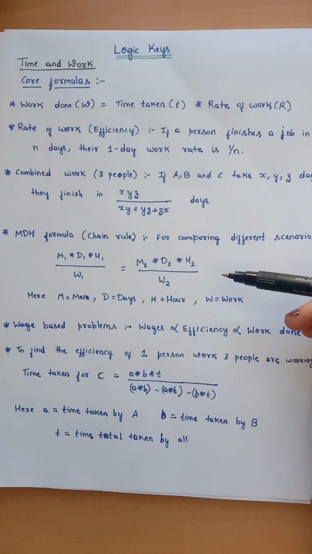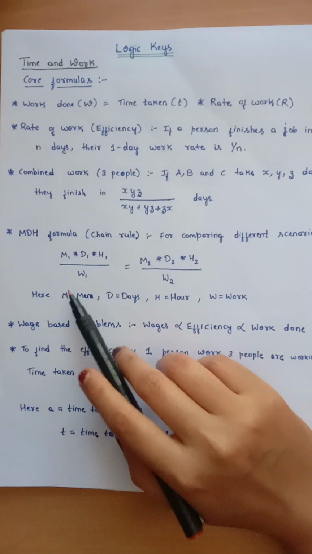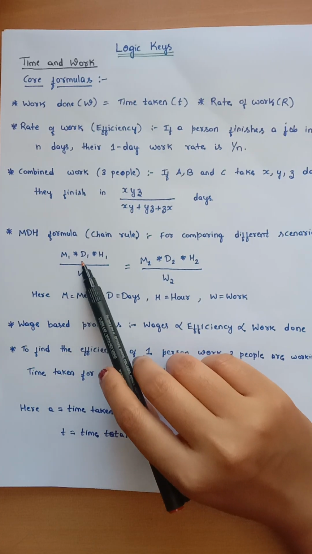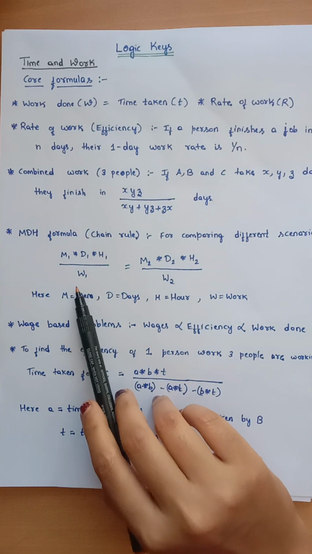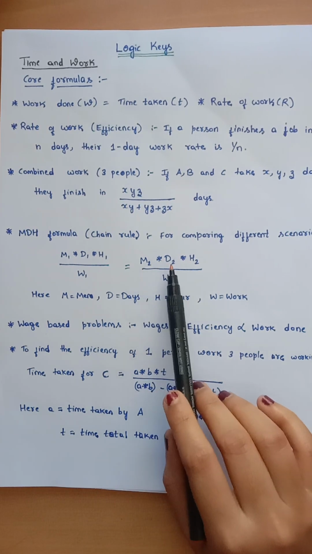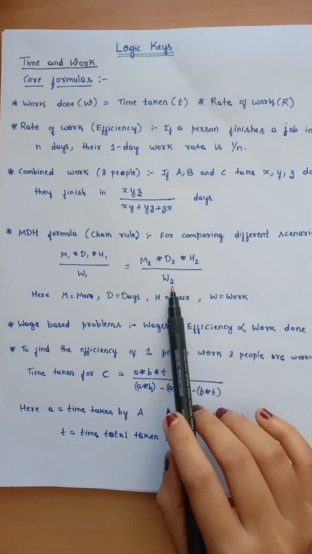And there is the MDH formula, which is also known as the chain rule, and this is one of the most popular formulas used in time and work aptitudes. This is mainly used to compare two scenarios. In scenario 1, M1 is the number of men, D1 is the days, H1 is the hours, and W1 is the work done. And scenario 2 has a different set of men or people with a different set of days and hours, divided by work done.